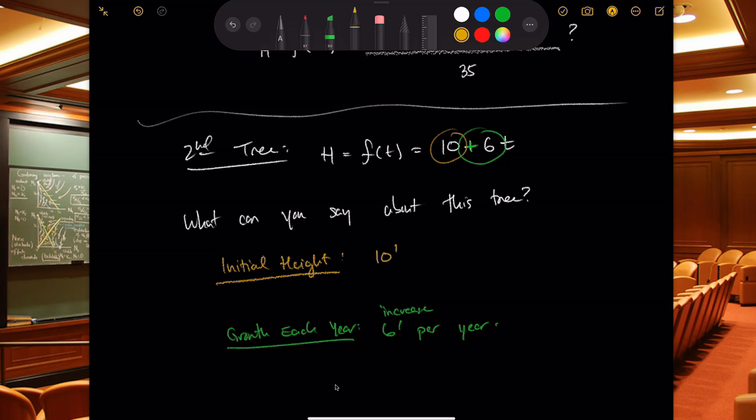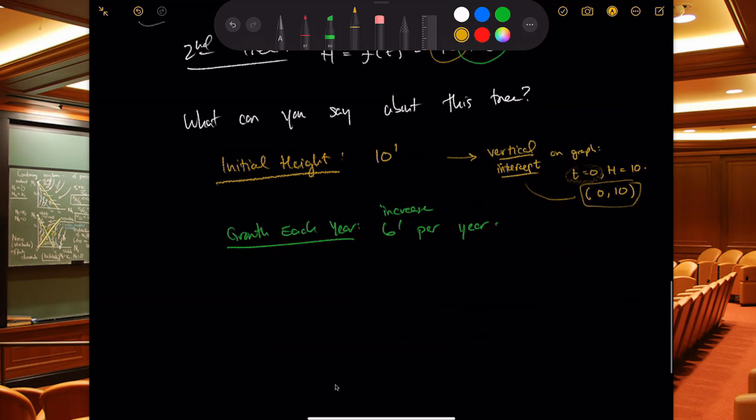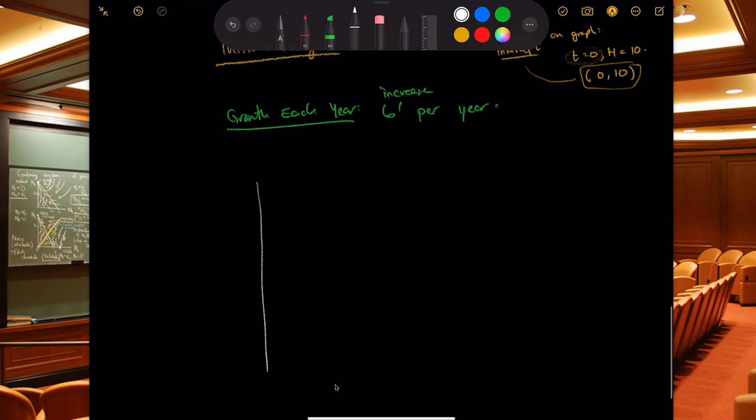And again, what this means in general, this is what we call the vertical intercept, or where it starts as a point on the graph, means that when t equals 0, h equals 10. So as an ordered pair, that's the point 0, 10. That's what we call the vertical intercept. It's that actual point where it crosses the vertical axis, because when the input is 0, that's where you are. Right? Let's draw a little graph of this thing.